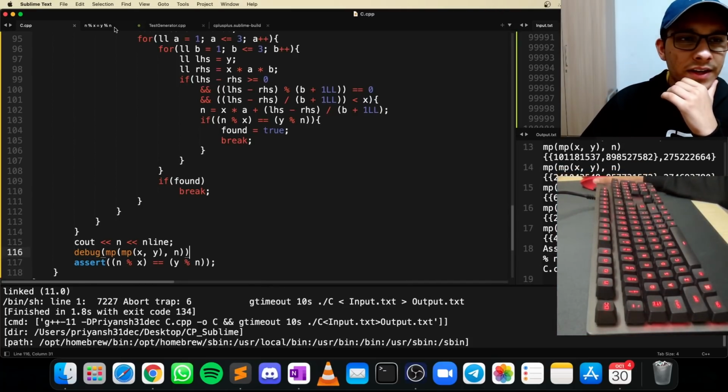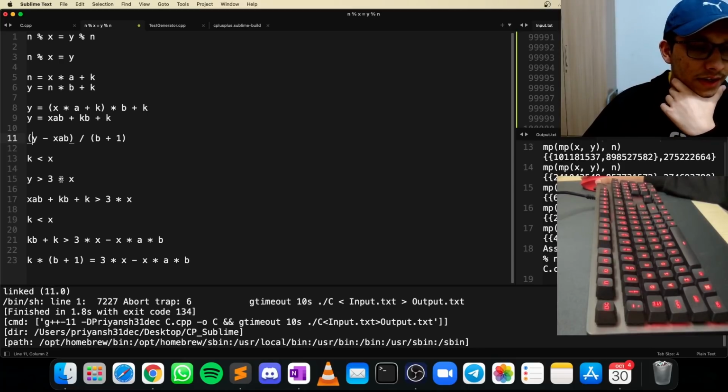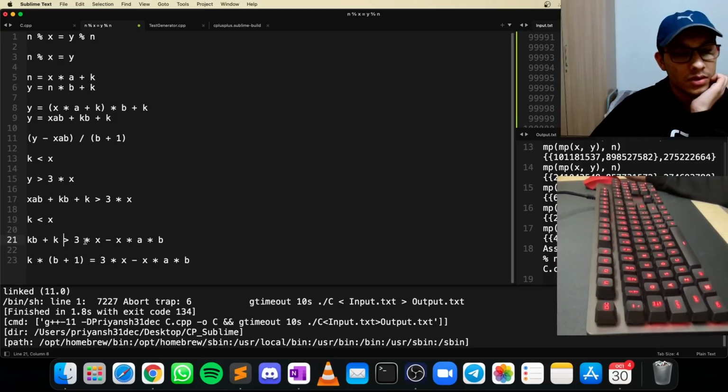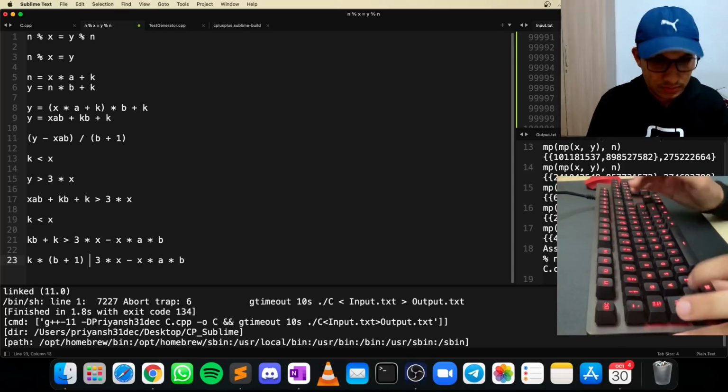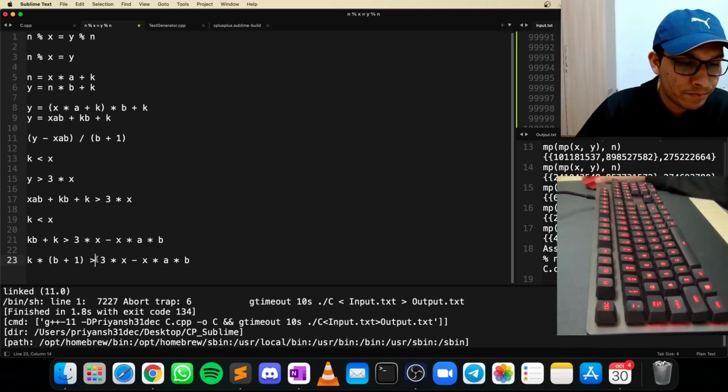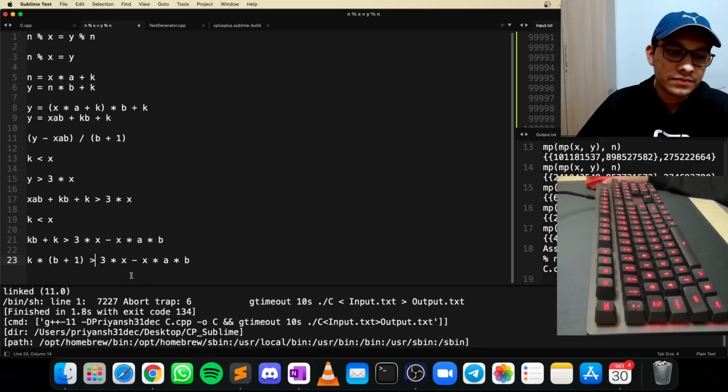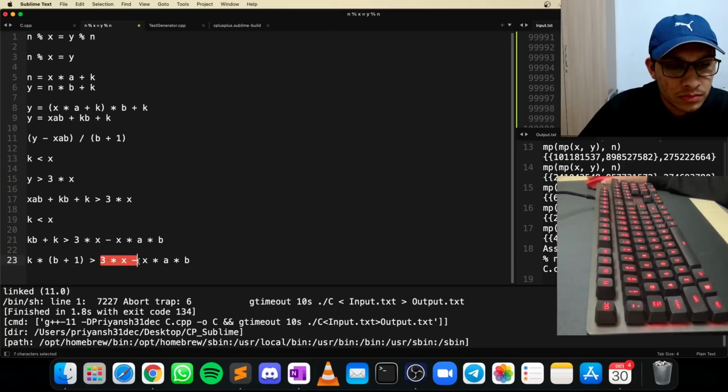Okay, so y is already greater than x. This is what you were saying, and y is greater than 3x, right? So this value is greater than 3x. So k into this is already greater than 3x. So what we are saying is k into b plus 1 is greater than this, right? So this value cannot be negative, right?